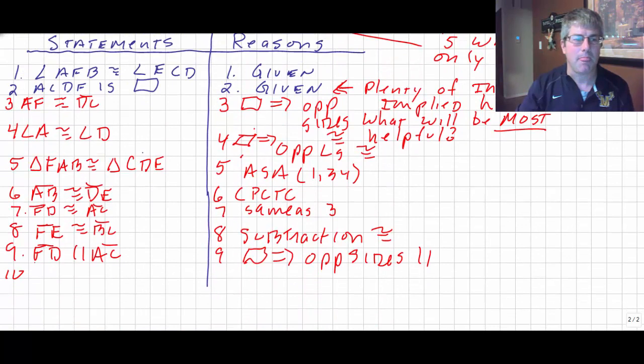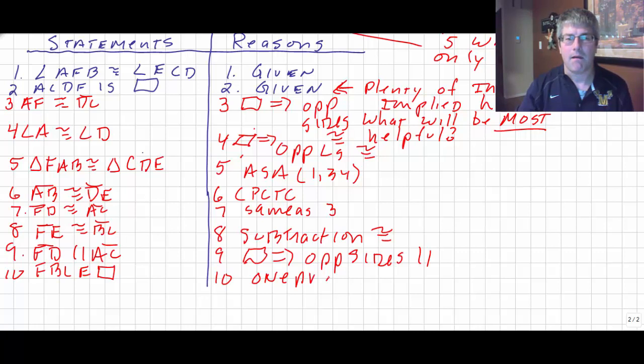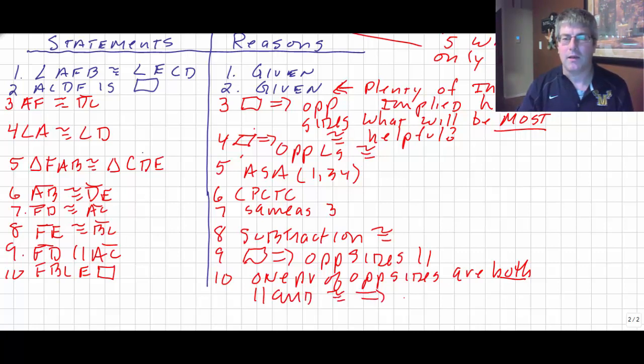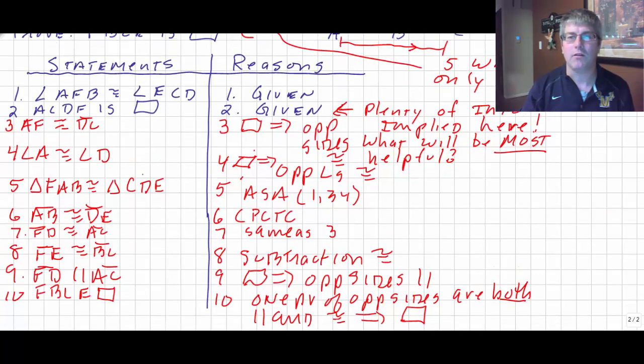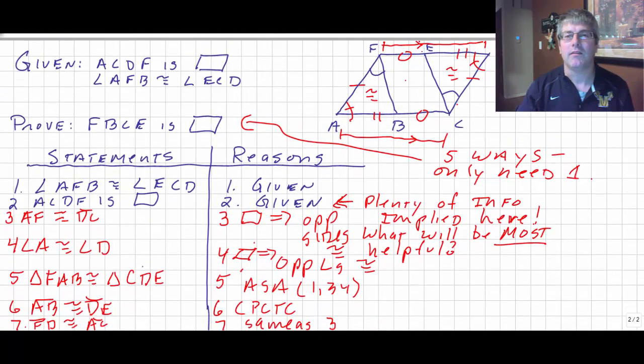FBCE is a parallelogram because I have one pair of opposite sides that are both parallel and congruent, and so that implies I've got myself a parallelogram. If you decided to use both pairs of opposite sides congruent, that is fine as well. You could do that. All you would need then is FB congruent to EC by CPCTC, and then you've got both pairs of opposite sides congruent. That also implies a parallelogram.